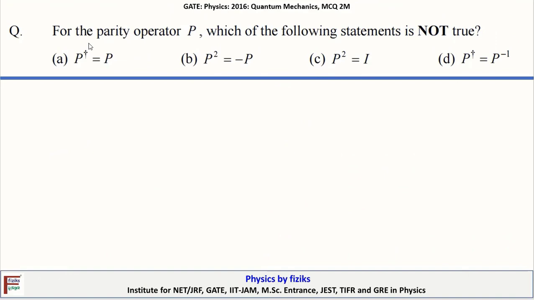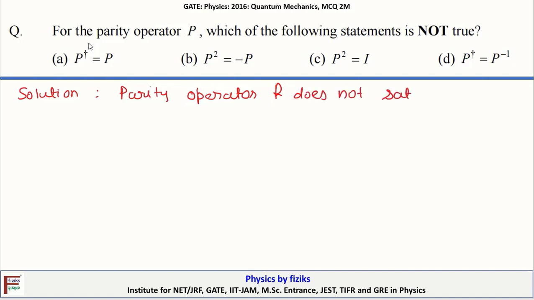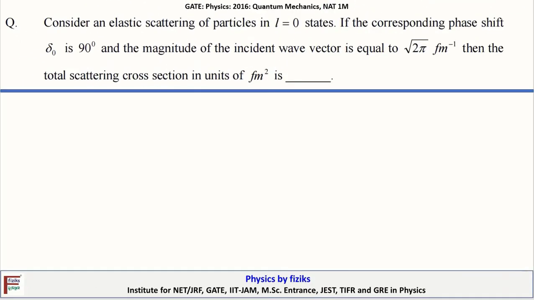For the parity operator, which of the following statements is not true? Solution. The parity operator P does not satisfy the relation P² = −P. That is option B.